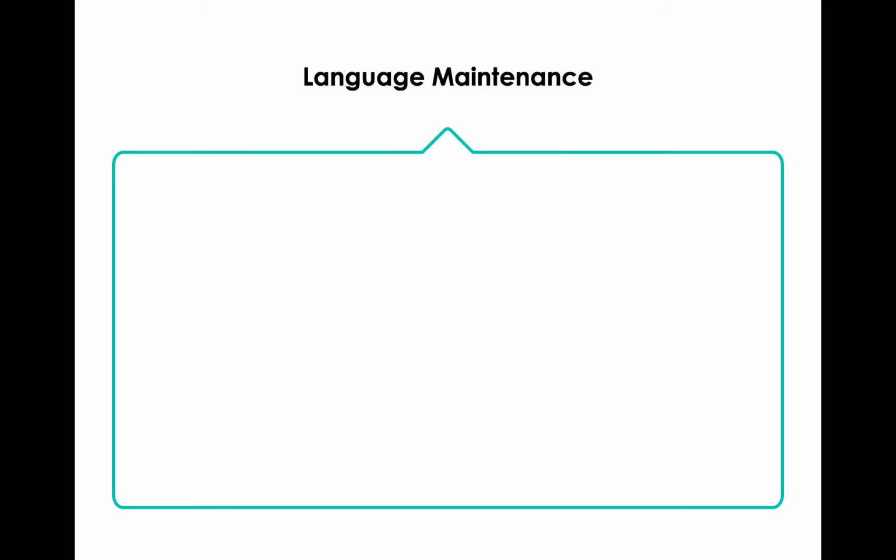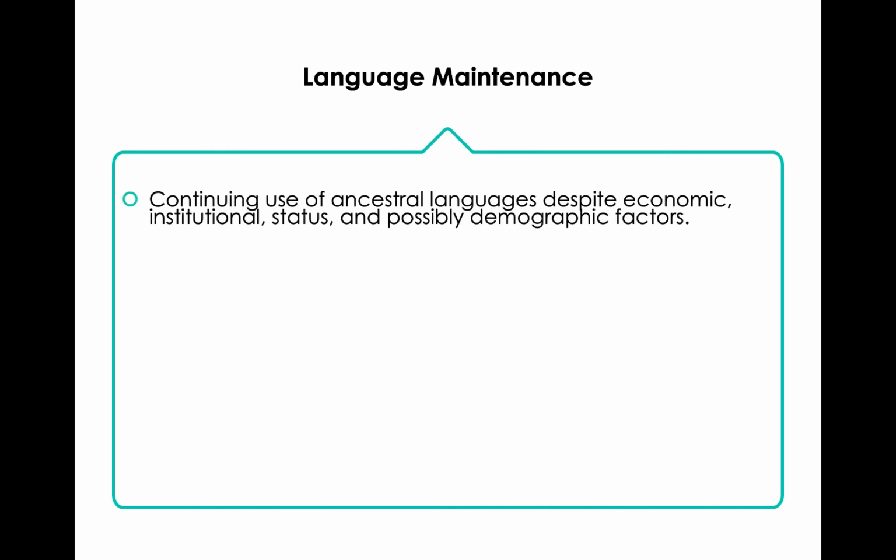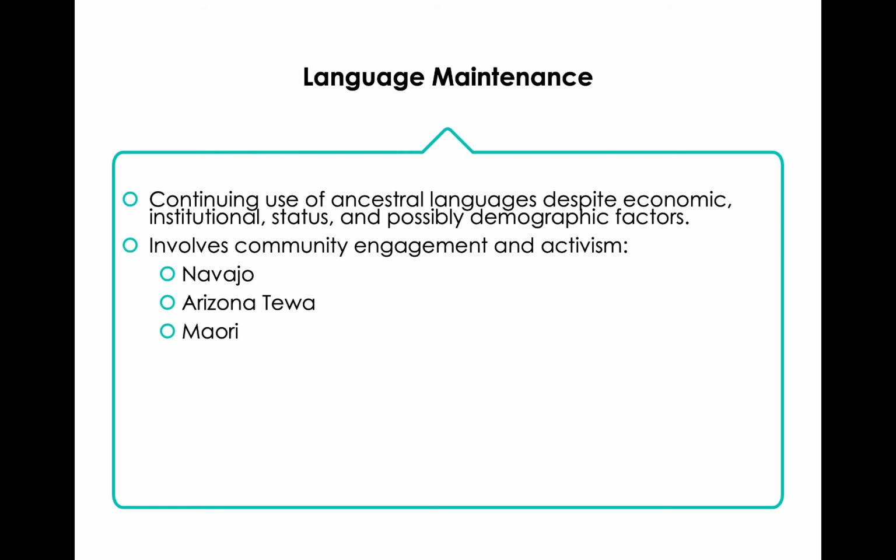Languages, however, do not have to die. They can be maintained if the communities speaking them choose to do so, and if these communities have a larger societal support. That is not easy. To maintain a language, members of the community have to continue to use it despite institutional, economic, social, and possibly demographic factors. Languages like Arizona Tewa, Navajo, and Maori have been maintained and revitalized with incredible investments of community engagement and activism.